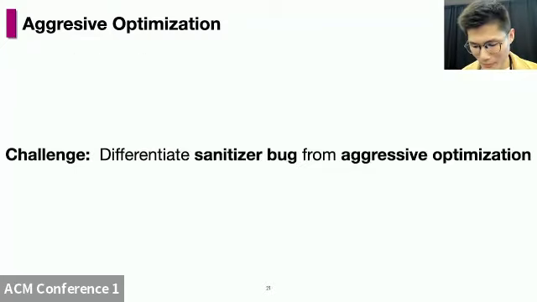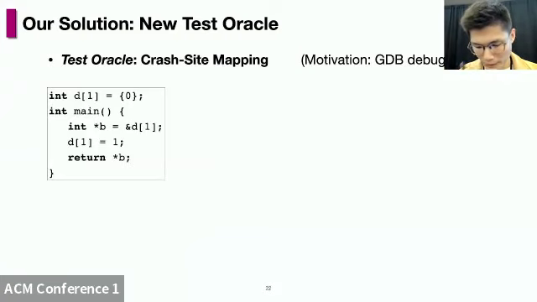So now the problem is that we need to differentiate the sanitizer bugs from aggressive optimization. Our solution to this problem, we name it crash site mapping. Its motivation comes from GDB debugging. Suppose on the left, this is a buggy program.